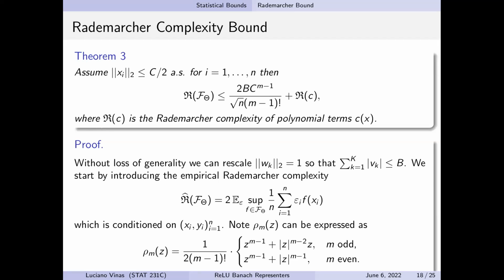So without loss of generality, we can shift scalings around in our ReLU activation such that the W_Ks are equal to 1.